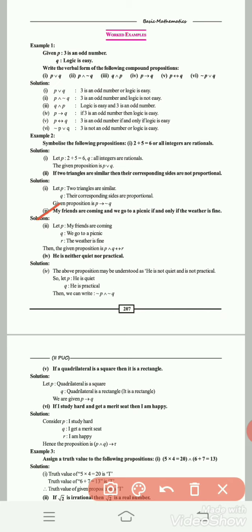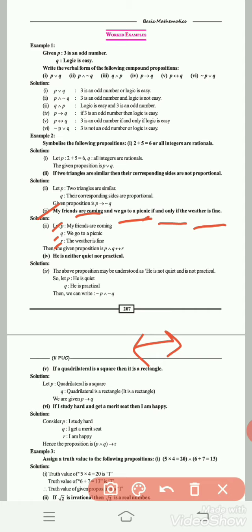Next, the third one. My friends are coming and we go to a picnic if and only if the weather is fine. See here, if and only if means biconditional. Here also, see, three statements are there: my friends are coming, we go to a picnic, weather is fine. First write down the statements. First one is my friends are coming, P. Q is we go to a picnic. R is weather is fine.